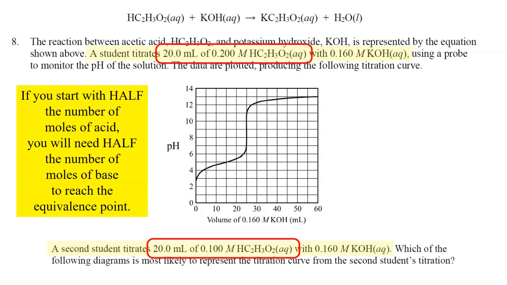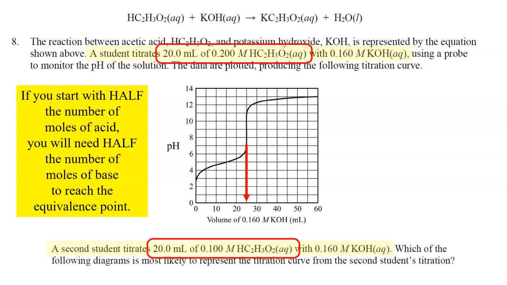Well, if you start with half the number of moles of acid, then you will need half the number of moles of base to reach the equivalence point. And so right now on this titration curve, the equivalence point is reached at a volume of 25 milliliters. In other words, it takes 25 milliliters of the potassium hydroxide, which is the titrant, to reach the equivalence point.